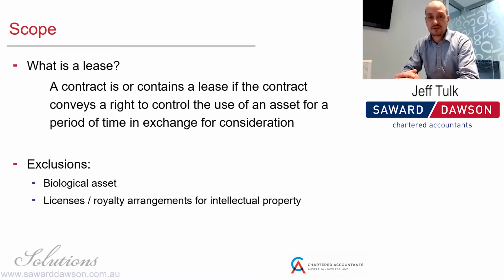There are a couple of scope exclusions, however, from the standard. So leases in relation to biological assets. Biological assets means things that are alive or growing, so plants, animals, those sorts of things. Or where you have a license or a royalty arrangement for intellectual property. So a license to use intellectual property is not covered by this standard. It's accounted for separately.